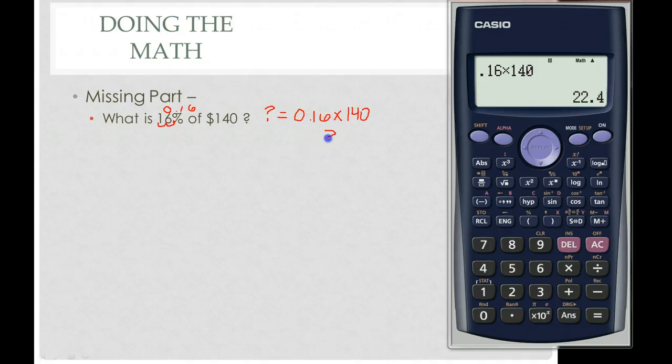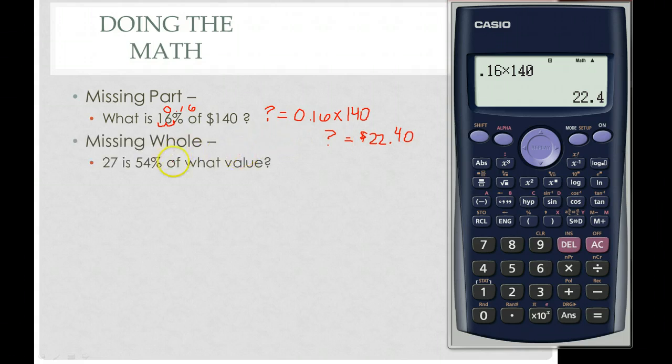So my answer to this one, when you're doing dollars, always make sure you go to the nearest penny, $22.40.